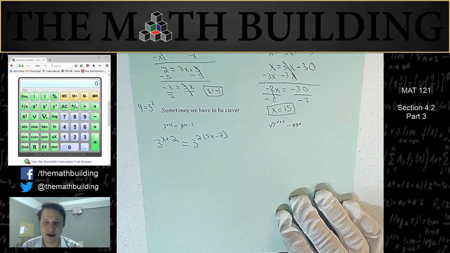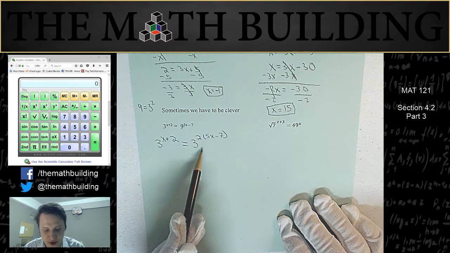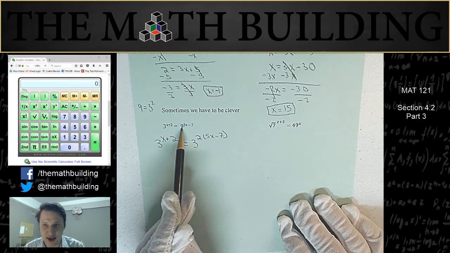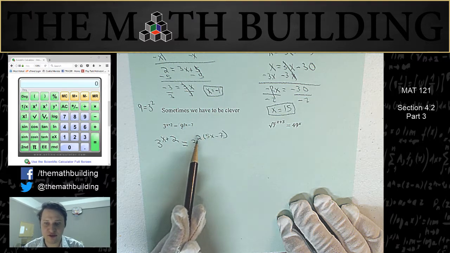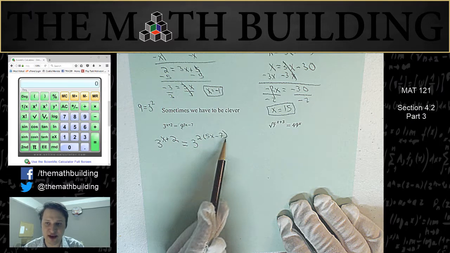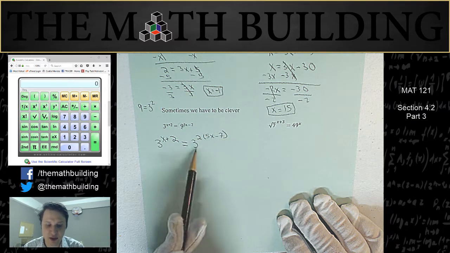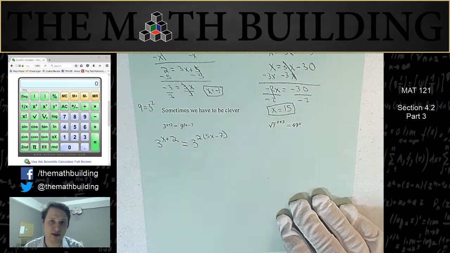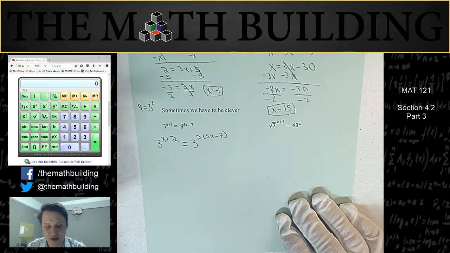That's how it breaks down. So this 3 squared right here is still equal to 9. And notice I had to put the 2 here, and I had to put the rest of the exponent in parentheses. And then we're going to do the distributive property just like we did in the last example.